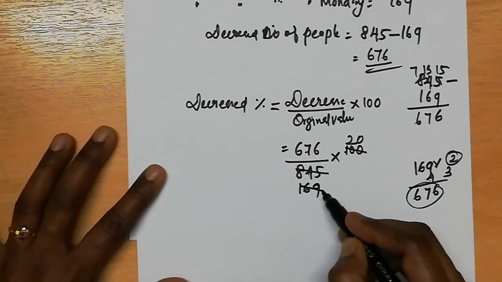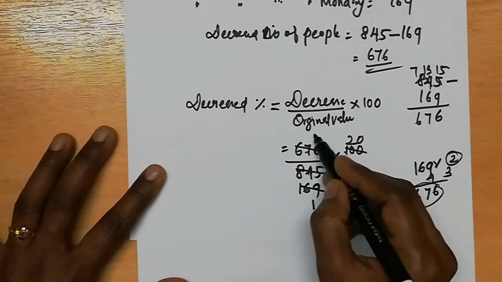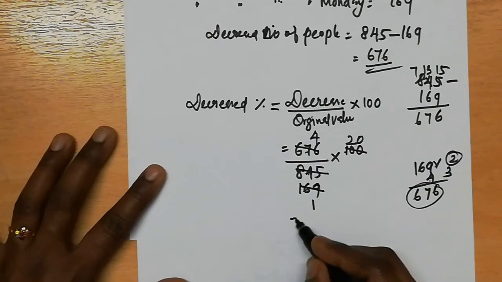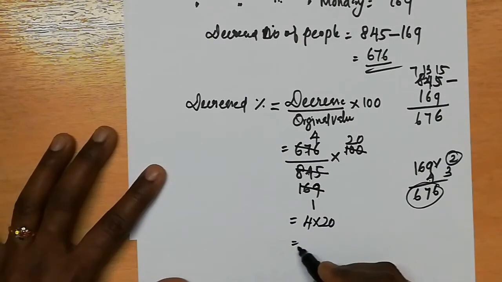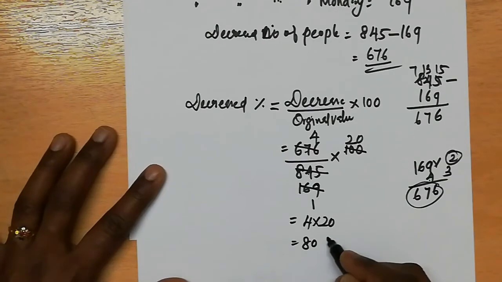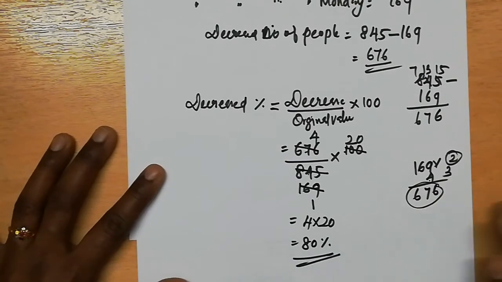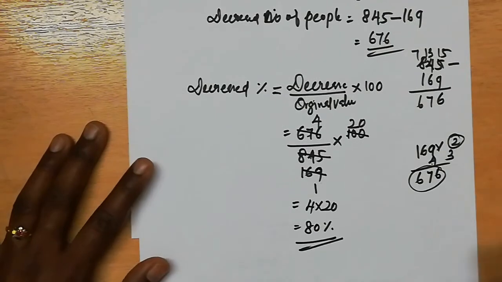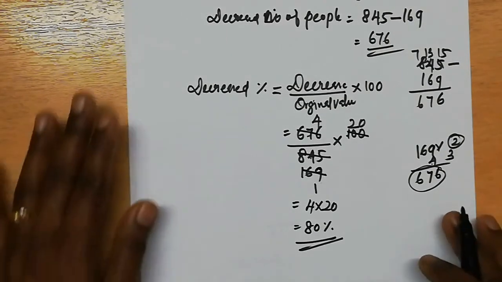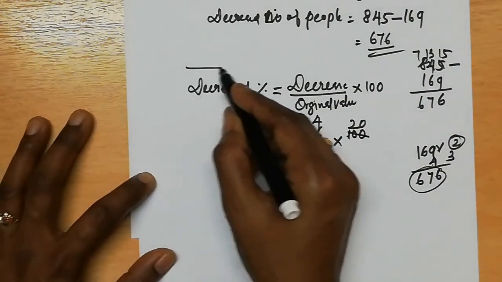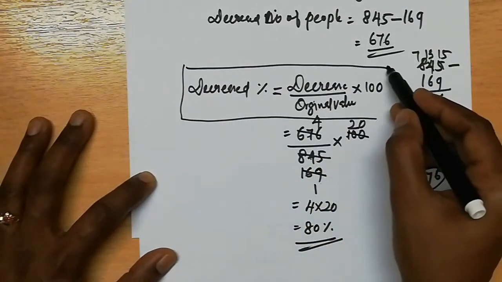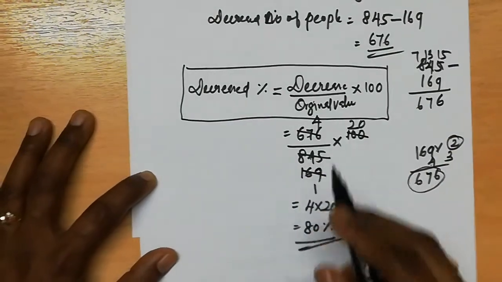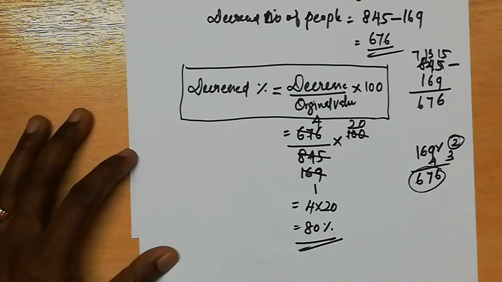So how many times? Here is 1, here is 4 times. So 4 into 20, that is 4 2s are 8, 0. So how much percentage is the decrease? That is 80%. In this question there is one equation. You have to learn that by heart. How to find the decrease percentage? Decrease percentage can be found by decrease by original value into 100.